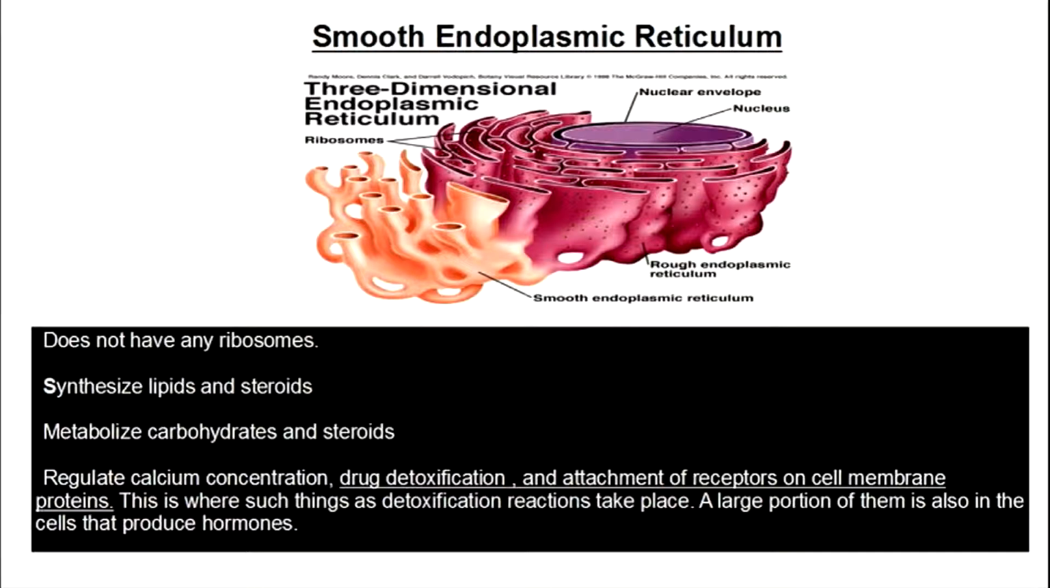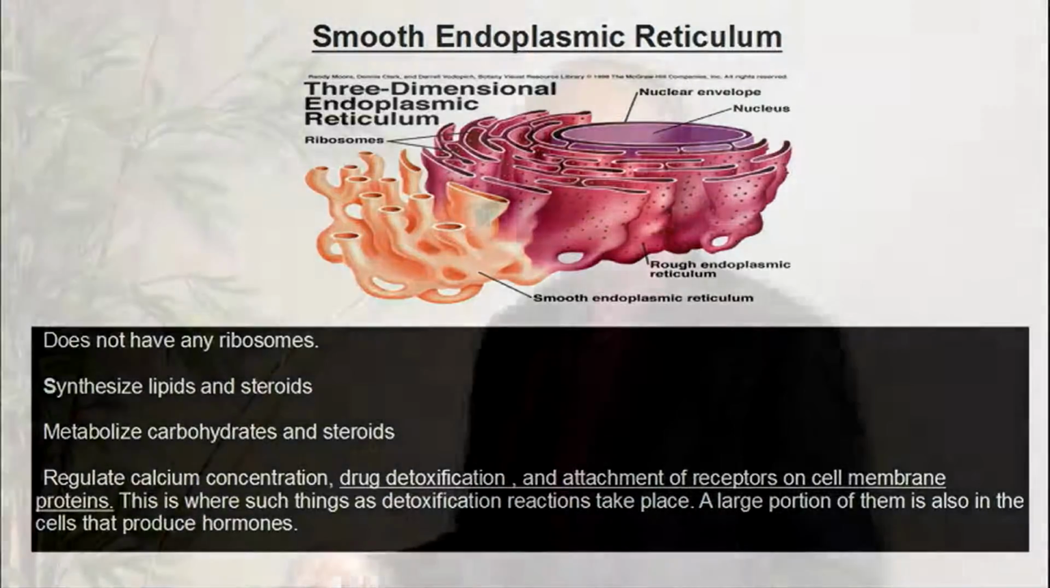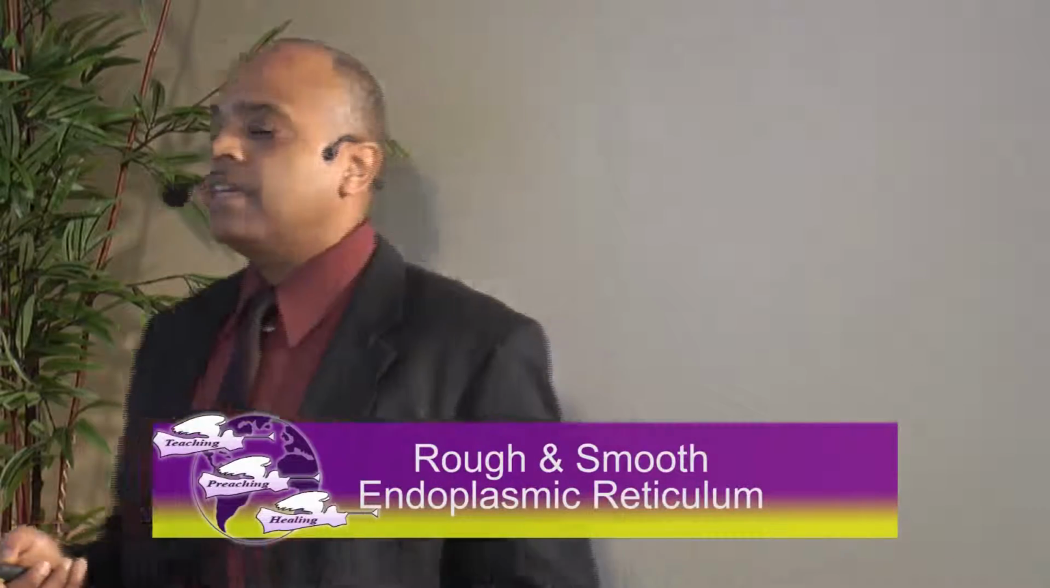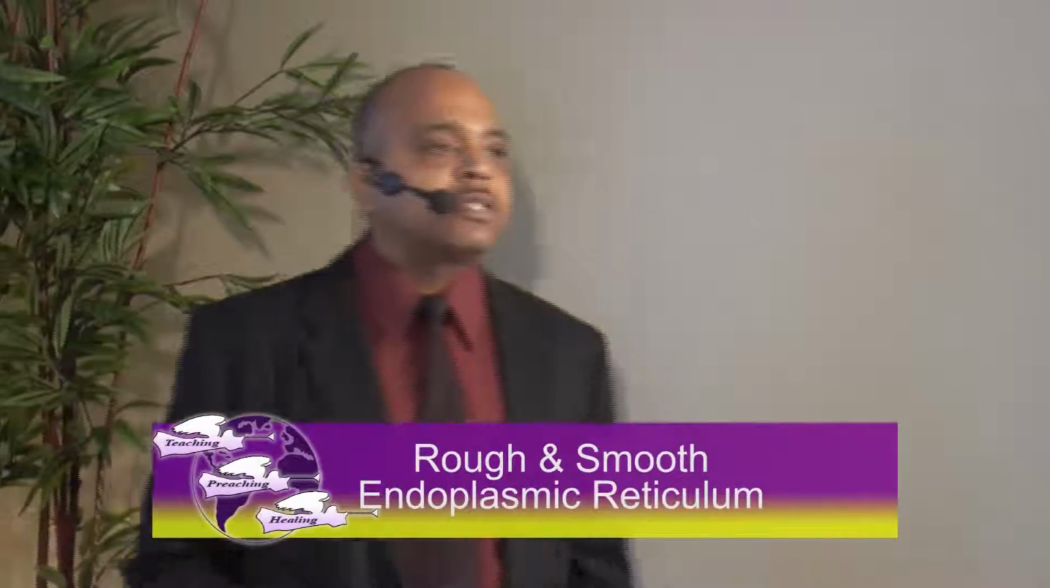You find it regulates the calcium concentration. And it also, as I mentioned, does detoxification. But you find a large portion of smooth endoplasmic reticulum in things that produce hormones. Now, what's an organ that produces a lot of hormones? A hormonal organ, the thyroid. So you find a lot of smooth endoplasmic reticulum there in the thyroid cells.